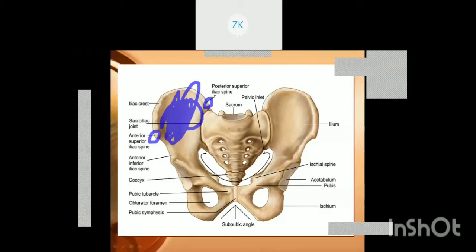But to move further with your subject, I have to take this one. That's why I am taking it. I'm giving you a brief idea about the pelvic bone.